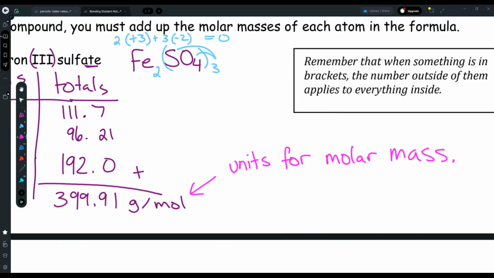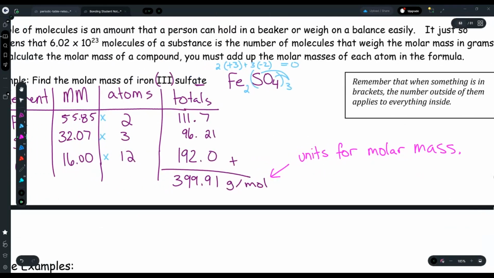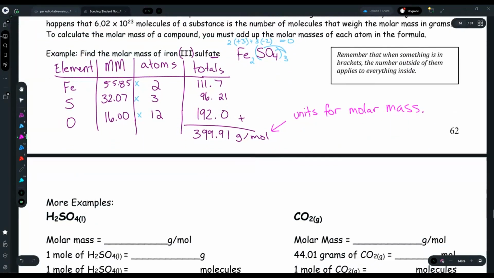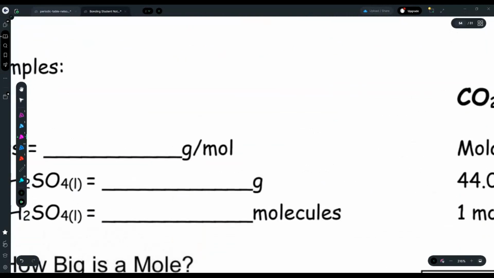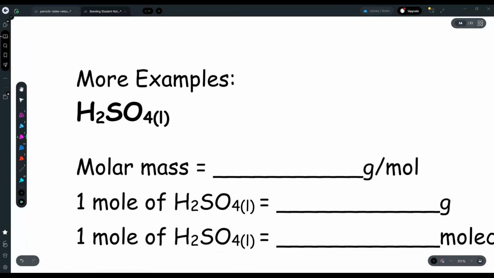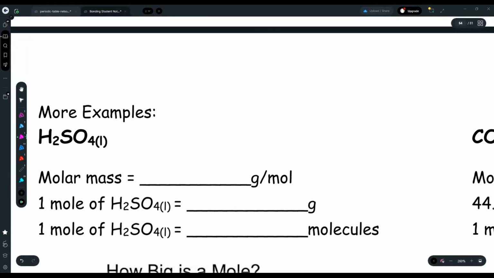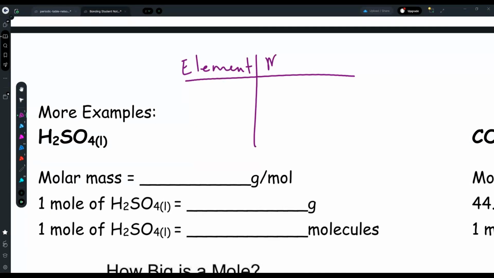Okay, it's always going to be grams per 1 mole. All right, so moving on to some more examples. So here we have H₂SO₄. So let's do the same table here. So we got our elements, molar mass, atoms, and then our totals.